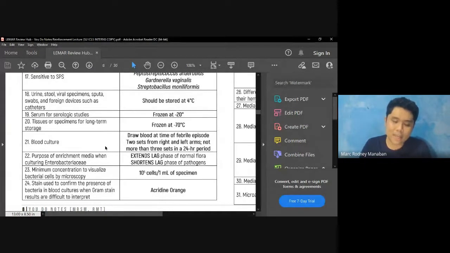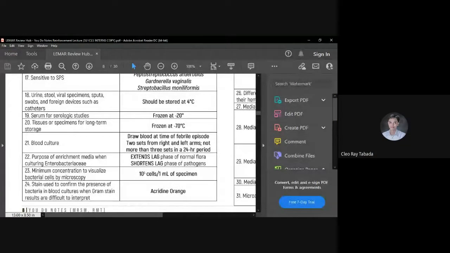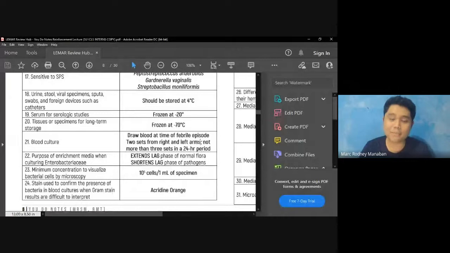What is again the enrichment media of choice for the isolation or the propagation of Vibrio species? Alkaline. Very good. Correct. APW, the alkaline peptone water.